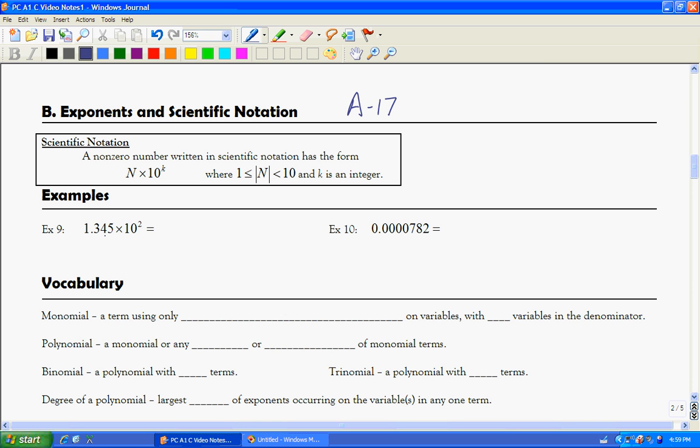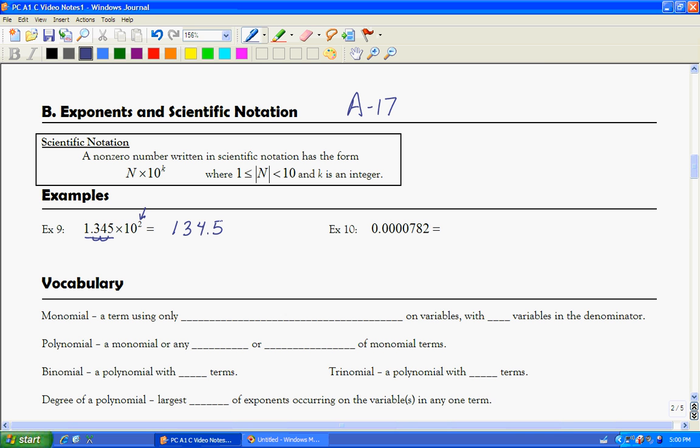We have 1.345 times 10 to the second. Well, if we look at our exponent, it is a positive 2. So in scientific notation, this is going to indicate that our number, when we expand it out, is going to be a number bigger than this number n that's listed here. So the 2 means we're going to move our decimal point 2 to the right. So our expanded number is 134.5. Conversely, if our exponent was a negative, we're going to end up with a smaller number, and we would move our decimal point to the left.